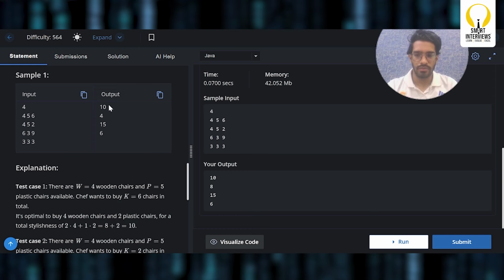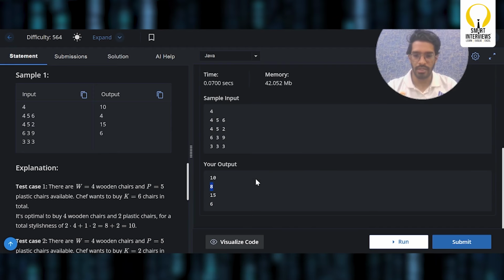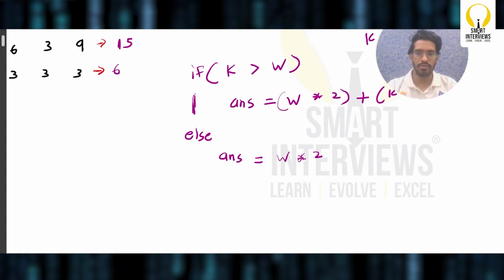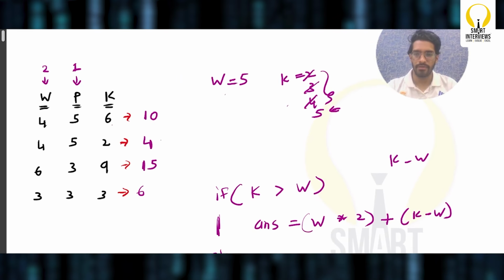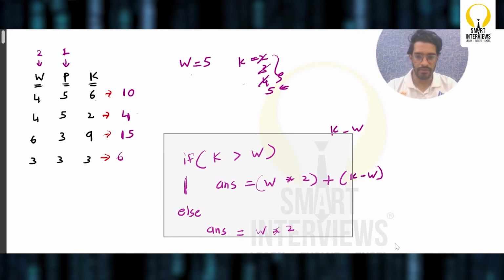As you can see, we are getting 10 and we are getting 8, we are getting 15 and we are getting 6. So if you can see, for the second example, we are supposed to get 4, but we are getting the output as 8. What do you think might be the reason here? Let us look at the example once again. Now let us see what exactly is happening for this condition.